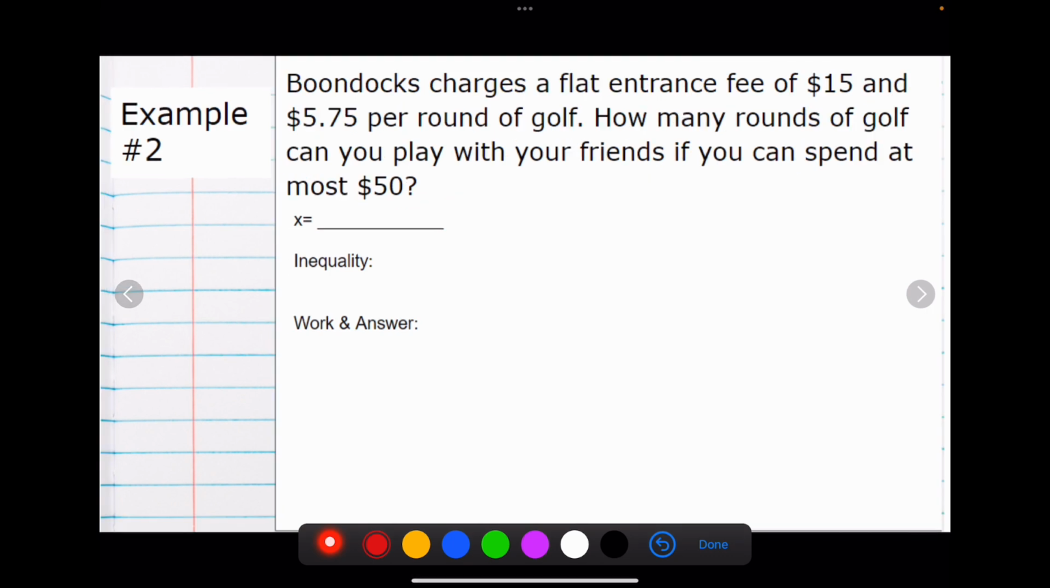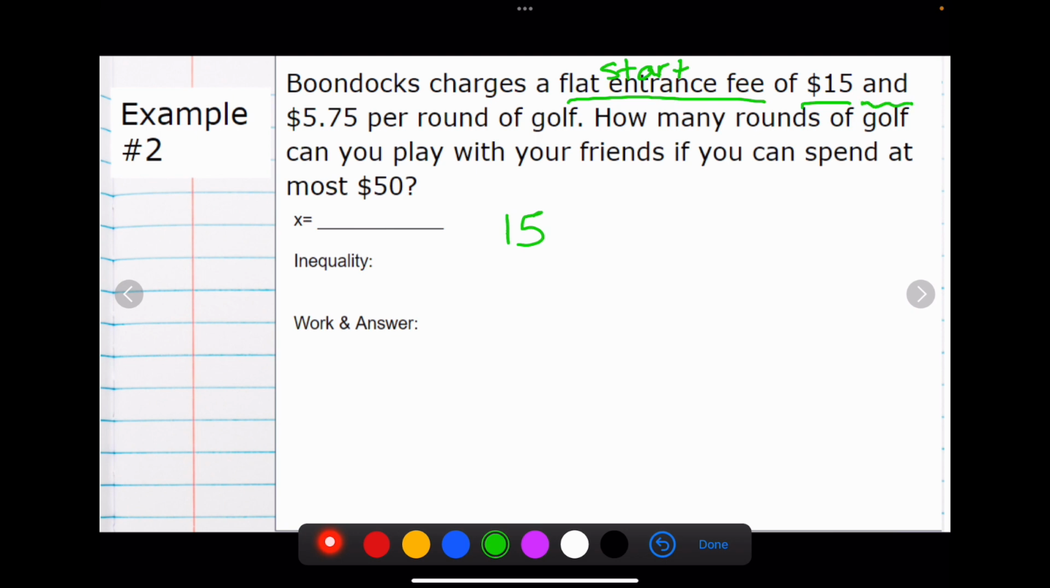Example number 2. Boondocks charges a flat entrance fee of $15 and $5.75 per round of golf. How many rounds of golf can you play with your friends if you can spend at most $50? Okay. So looking at this, it tells us that there is a flat entrance fee. That is where you're going to start. So that is our starting amount, $15.